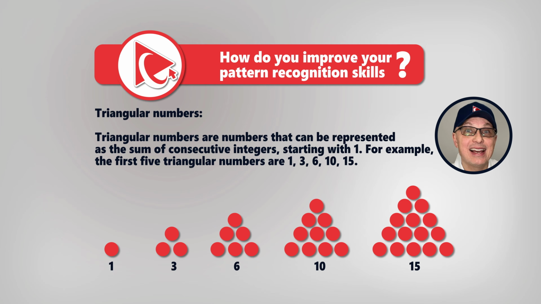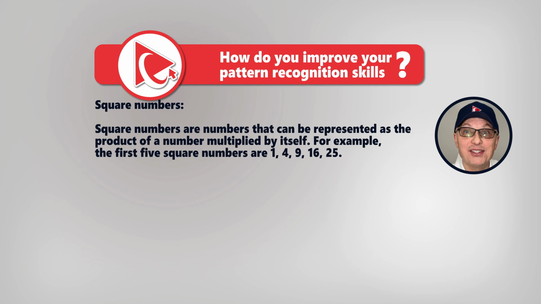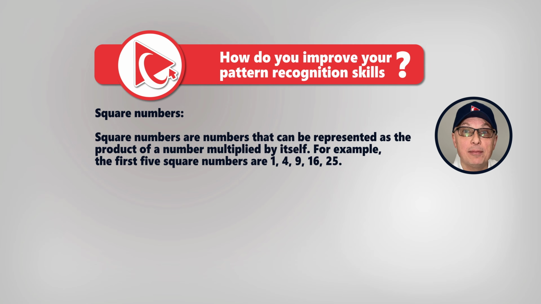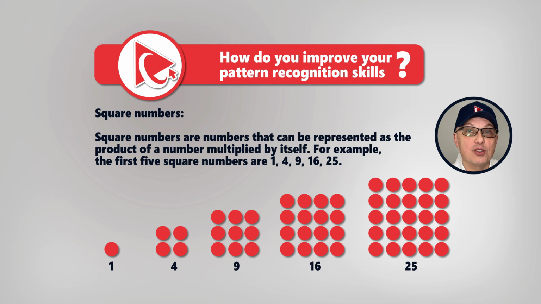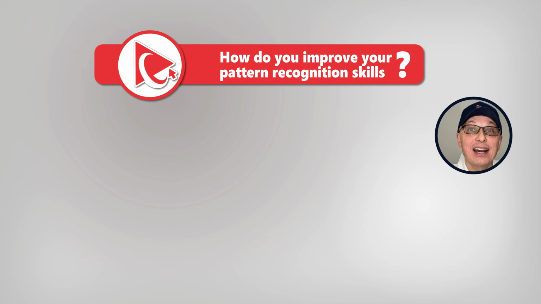Next one on my list are square numbers. Square numbers are the numbers that can be represented by a product of a number multiplied by itself. For example, the first 5 square numbers are 1, 4, 9, 16, and 25. Because 1 square is 1, 2 square is 4, 3 square is 9, 4 square is 16, and 5 square is 25. And last but not least on my list are cube numbers.